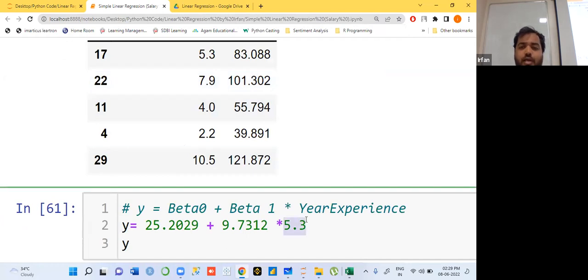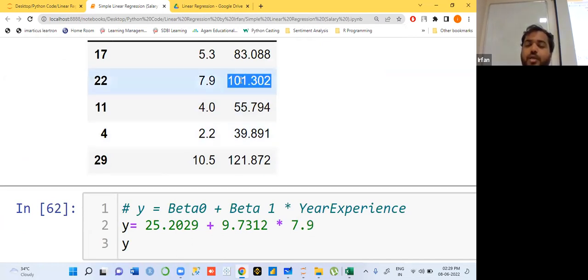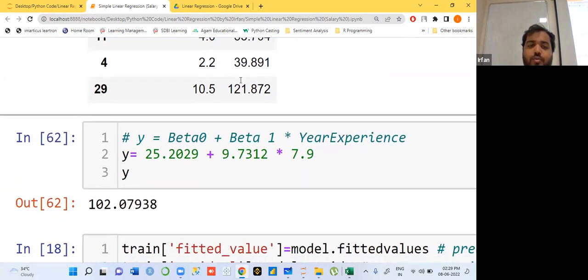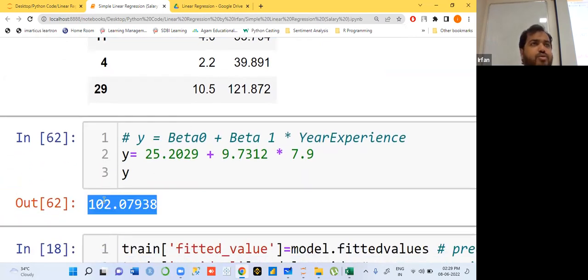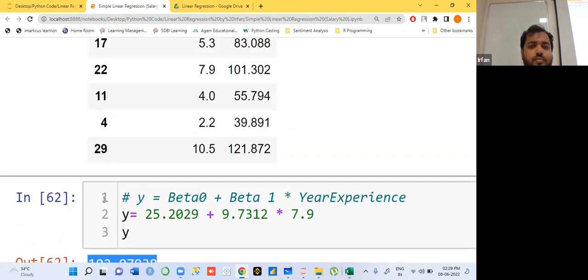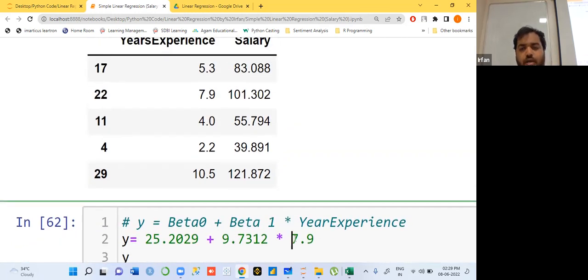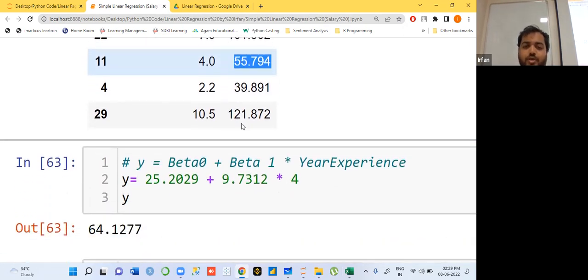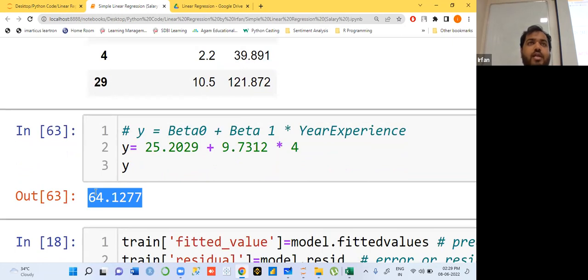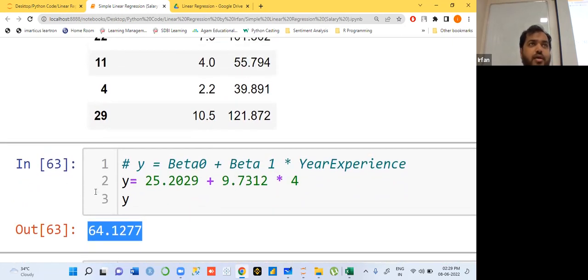Second person, what is the salary, guys? What is the experience? 7.9. How much is he earning currently in the company? What we predicted? Small difference. Third employee. How much is the experience? 4. How much is he earning? And how much should he earn? Can I say underpaid? He is working but not getting a value as per his experience.